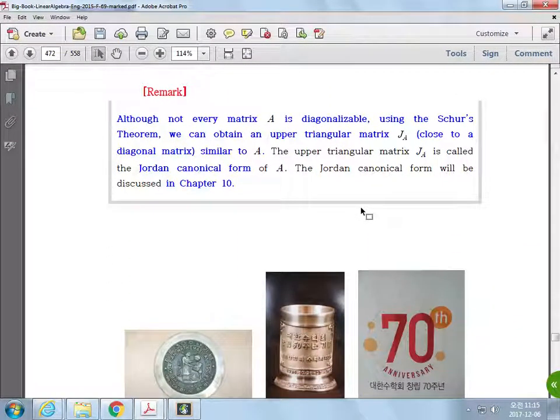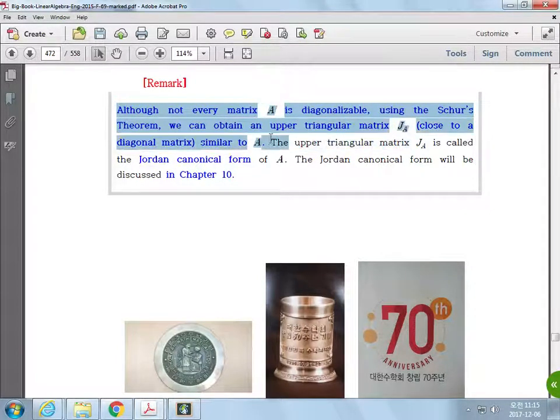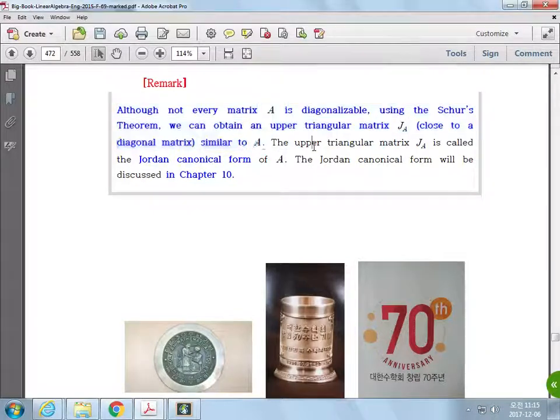Okay, I think this is the end of chapter 8. Although not every matrix A is diagonalizable, using the Schur theorem, we can obtain an upper triangular matrix J_A, which is similar to A. This upper triangular matrix J_A is called the Jordan canonical form that we will study in chapter 10.